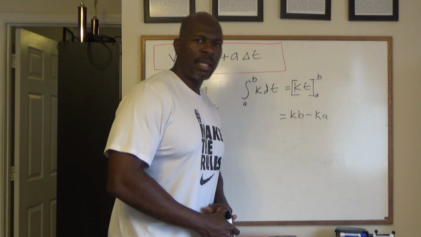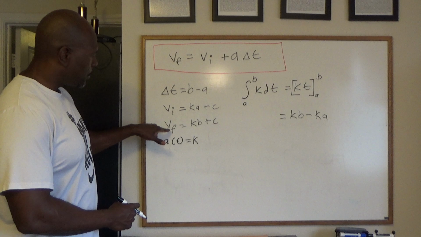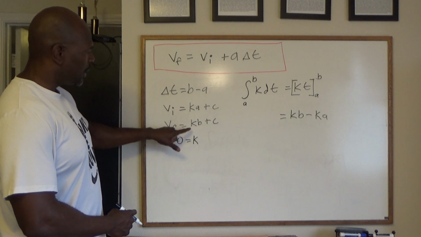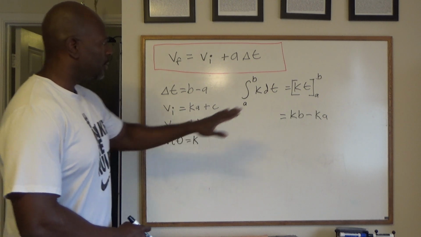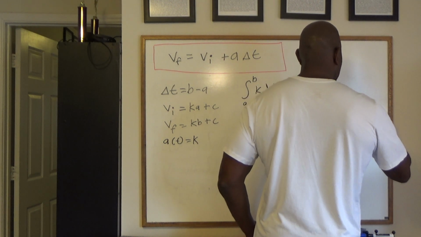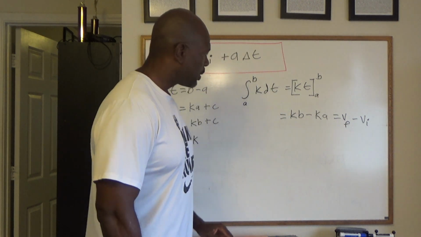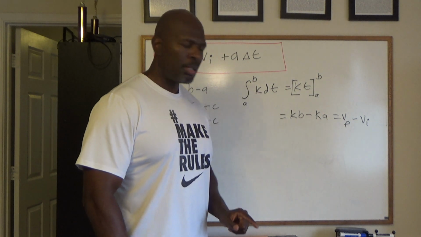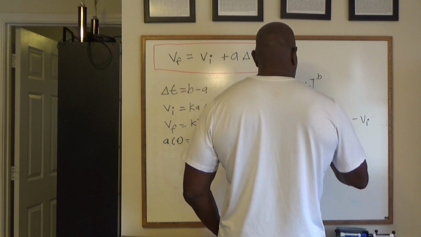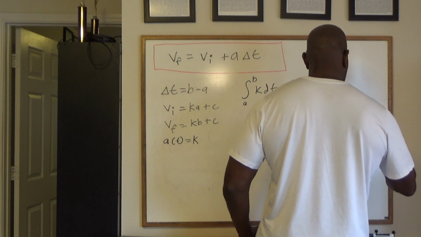Now, kb minus ka is v sub f minus v sub i. Again, here's v sub f, here's v sub i. If I subtract these, the c's would cancel, and I would be left with kb minus ka. So this is the same thing as v sub f minus v sub i. Now, there's a common factor of k to both terms that I'll factor out. And so this would be k times (b minus a) equals v sub f minus v sub i.